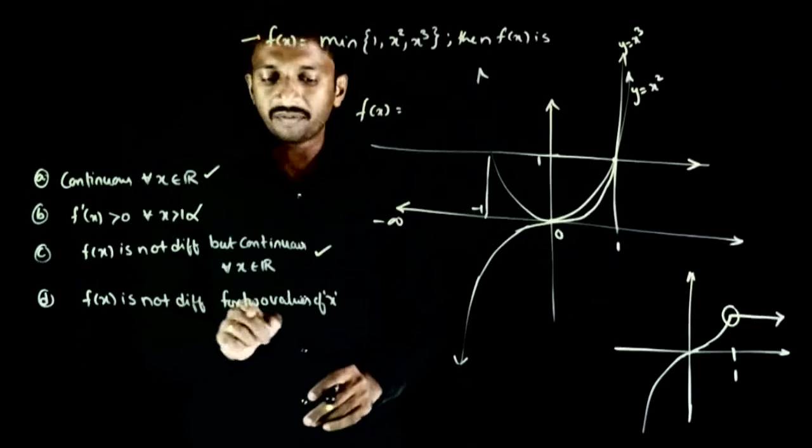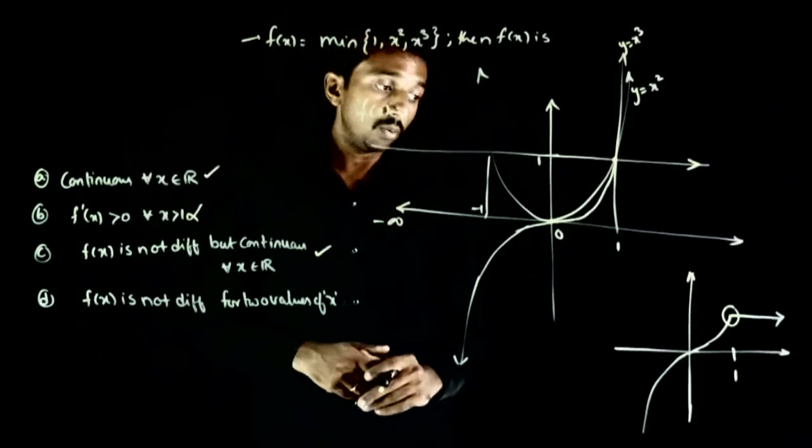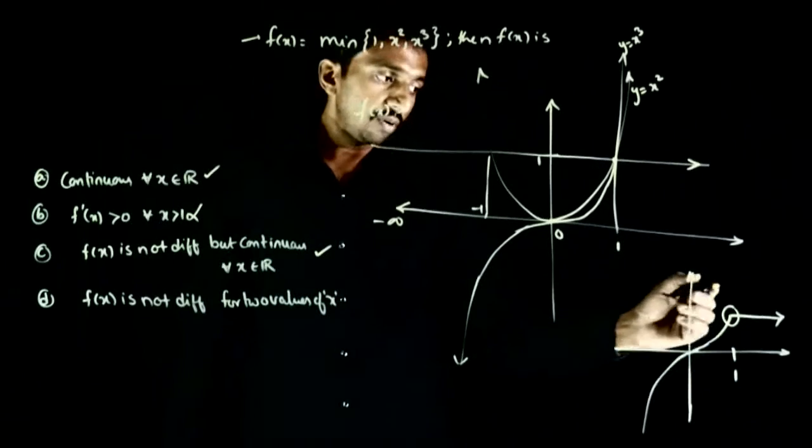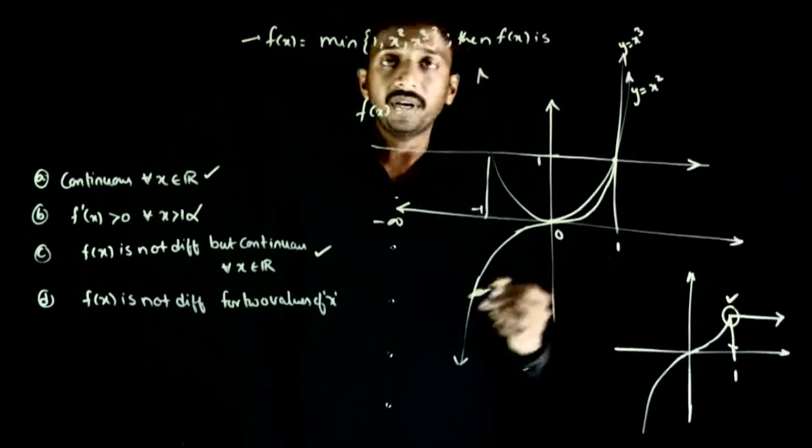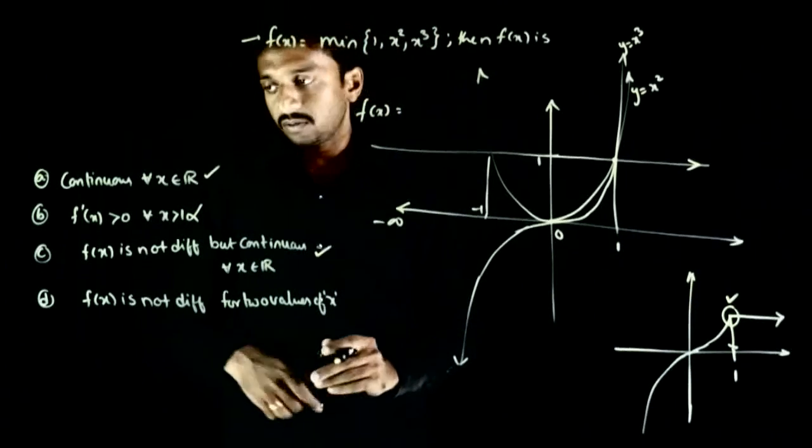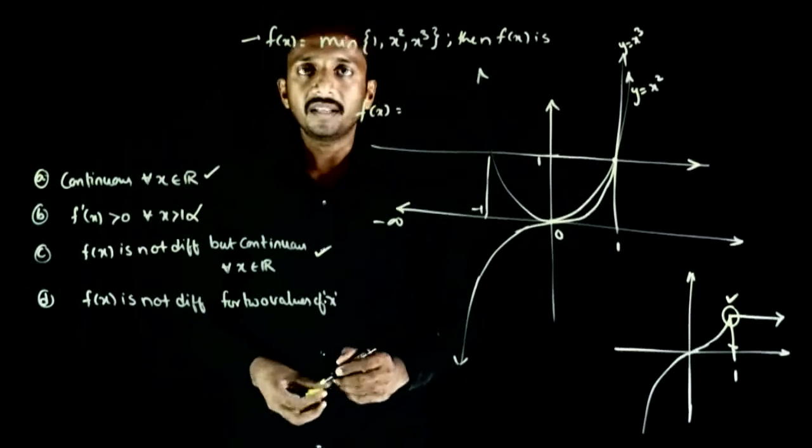F of x is not differentiable at two values of x. No. F of x is not differentiable for only one value of x. केवल x equal to 1 पे differentiable नहीं. So options A and C are the right options.